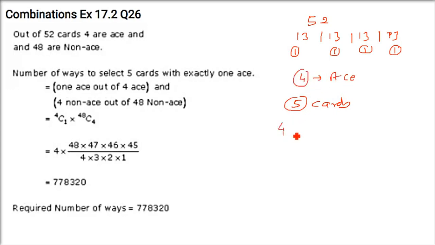So how to select one ace from 4 aces? 4C1. Now you have to remove these 4 aces from 52, so 48 are remaining. From 48 you have to take 4 cards now. 1 you have taken as an ace, so 4 will be from non-ace cards. So 778320 will come.